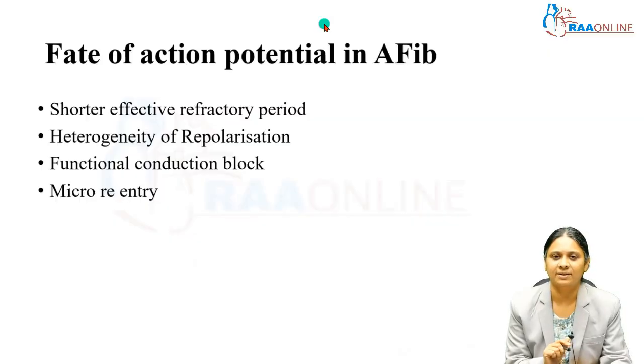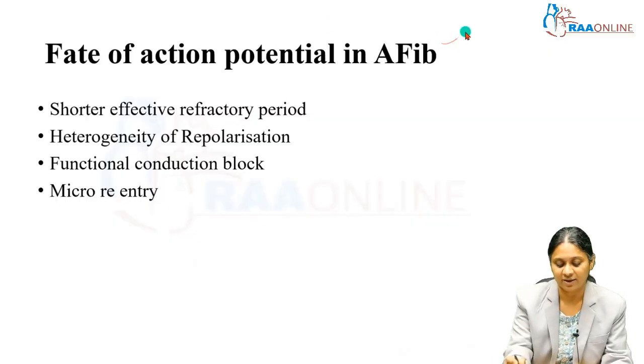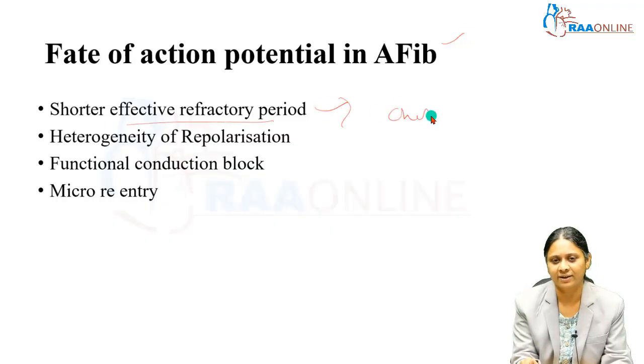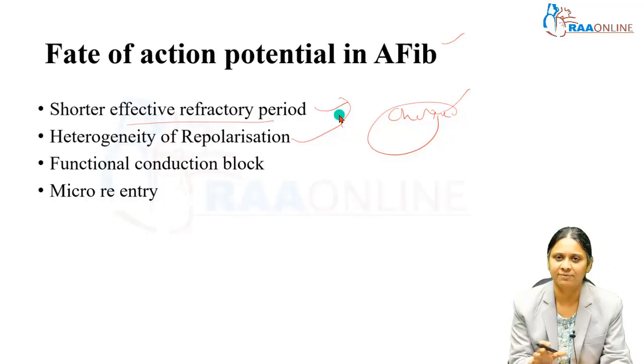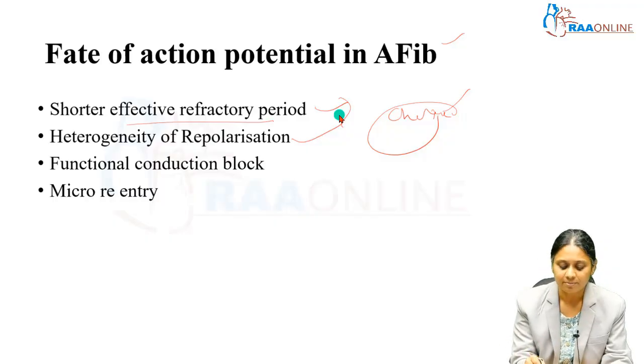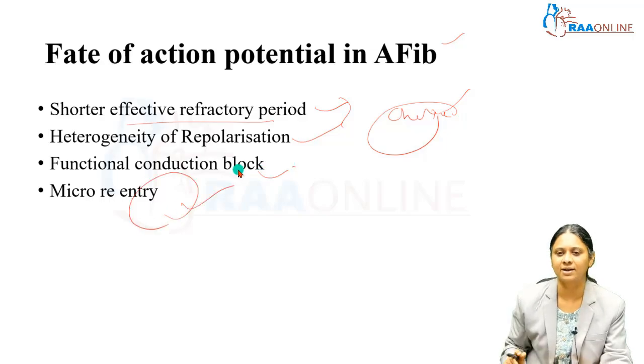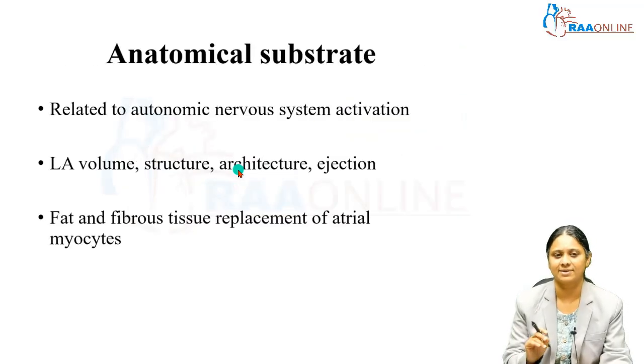What happens to this action potential during atrial fibrillation? The effective refractory period is shortened because of increased cholinergic activity, parasympathetic activation. There is heterogeneity in repolarization between different areas within the right atrium and between the right and the left atrium. This means there is a functional conduction block resulting in micro re-entry and persistent atrial fibrillation.